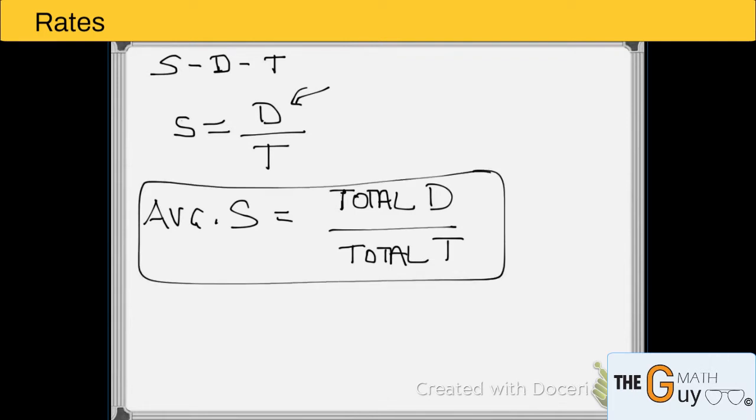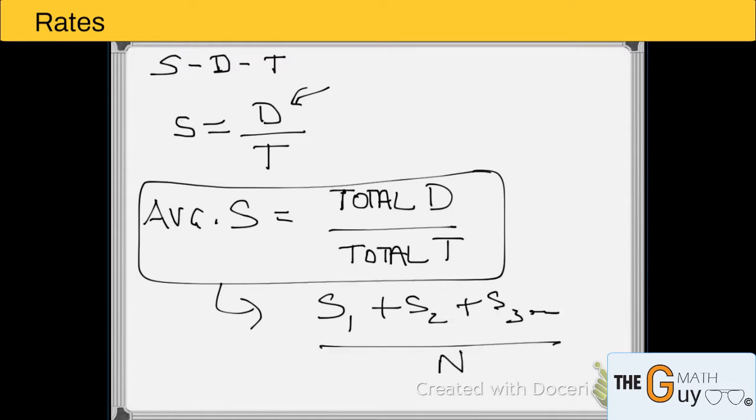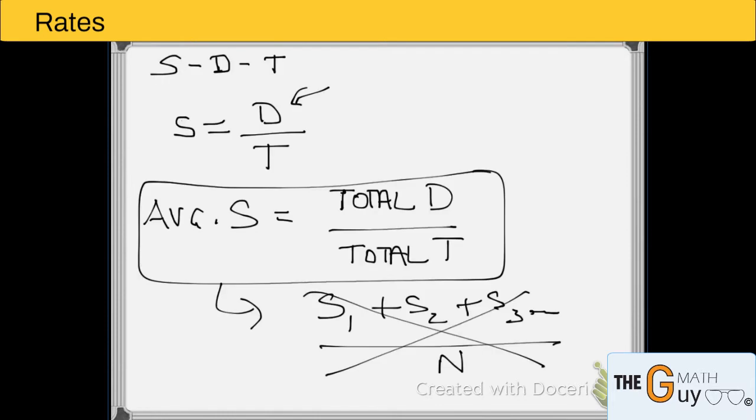In average speed questions, you never do speed 1 plus speed 2 plus speed 3 divided by the number of speeds. No, you don't take the average of the speeds, you will get it wrong. I'll give you an example. Actually, no, I won't give you an example. The example will be another video. I need to keep the videos short.